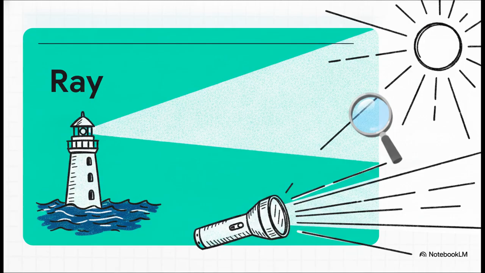The bulb, or even the sun itself, is that initial starting point, and the light travels infinitely outward from there. That, my friends, is a ray.